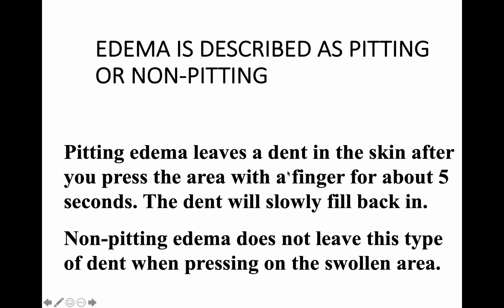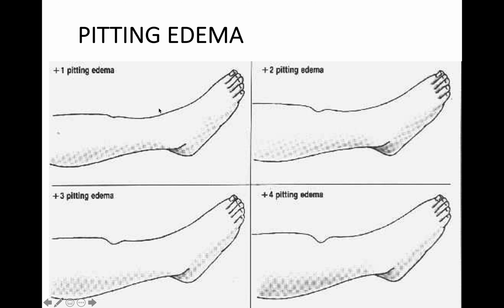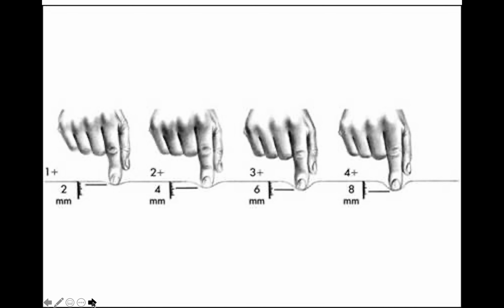Okay, pitting edema, we know, leaves a dent in the skin after you press the area with your finger for about 5 seconds. The dent will slowly fill back in. Non-pitting edema does not leave this type of dent. So we're going to definitely chart that. What does that look like? And here we go. There's 1+, 2+ is over here, a little bit further, 3+, and here's 4. And a lot of these folks look like that, unfortunately. And then here's just another way to look at it. 2 millimeters, 4, 6, and 8 as 4+. And as they get into severe preeclampsia, they're on this end.